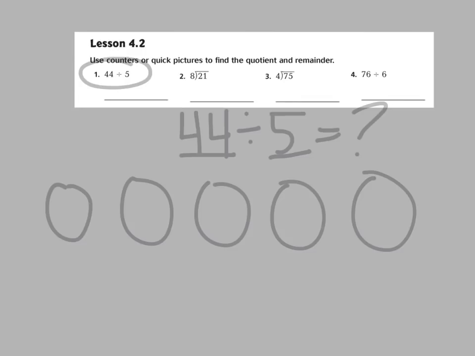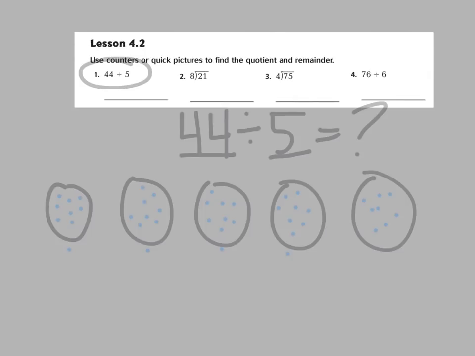Now we need to place counters in each one. 6, 7, 8, 9, 10, up to 40. I know, because I'm at 40, if I go 41, 42, 43, 44, I will not have enough to put them in each bucket, okay?